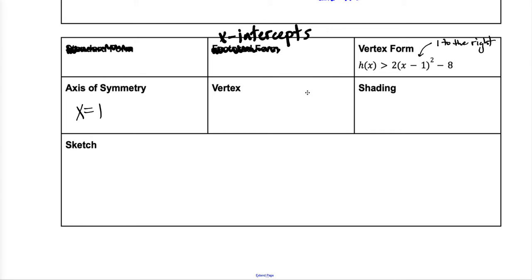Okay, Liam. How do I find the vertex if I know the axis of symmetry? You go to the end number, which is -8. Because the -8 on the end means down 8, we know that the vertex is 1 to the right, down 8. So our vertex is (1, -8). Vertex form requires very little work for most things.